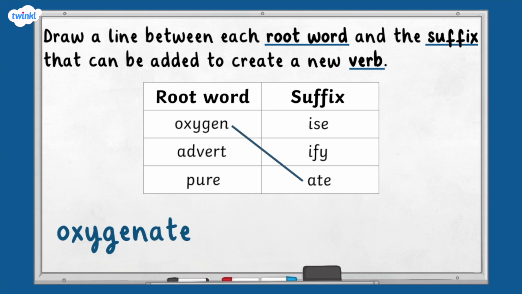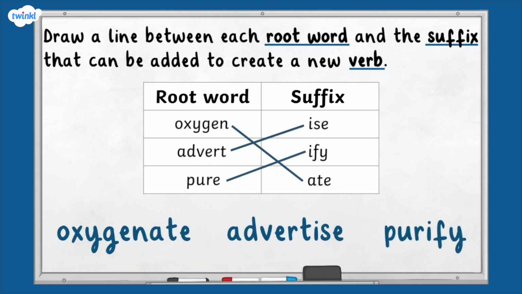Now we only have two options to choose from. Advert can be matched to ise to create advertise. Leaving pure to match with ify to create purify. We have created new verbs that sound right when we read them aloud. Well done if you spotted those.